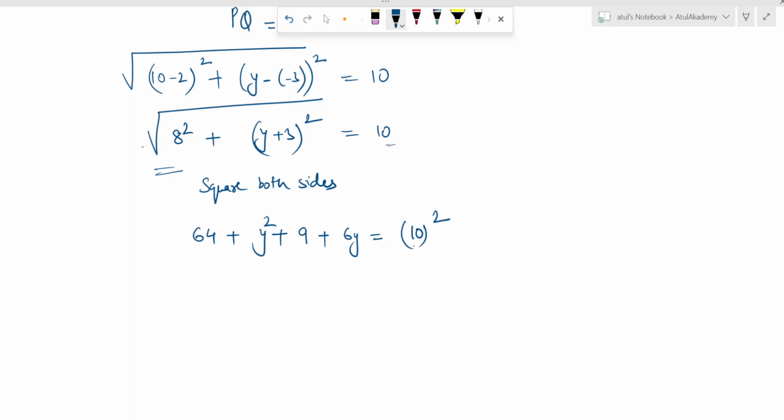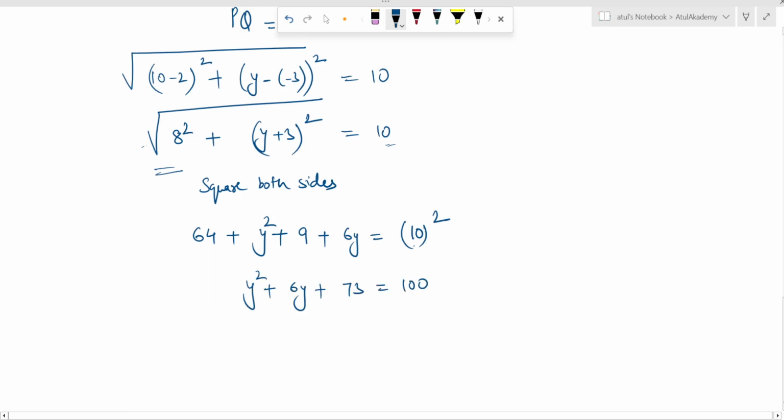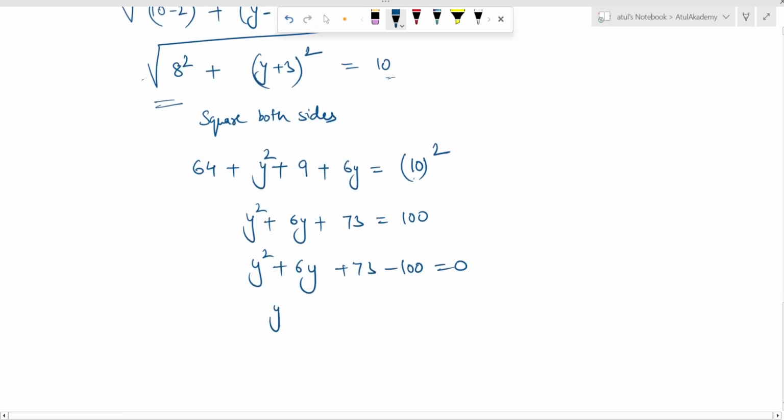So now what are we left with? y square plus 6y plus, this is 73, is 100. Bring this 100 to this side. y square plus 6y plus 73 minus 100 equals 0. So y square plus 6y minus, it's 27.